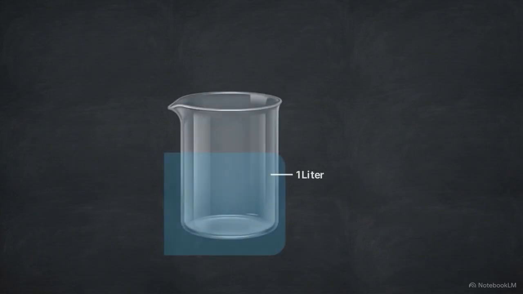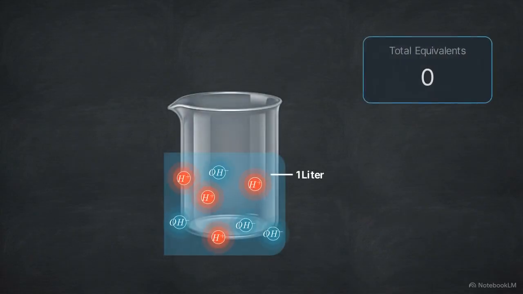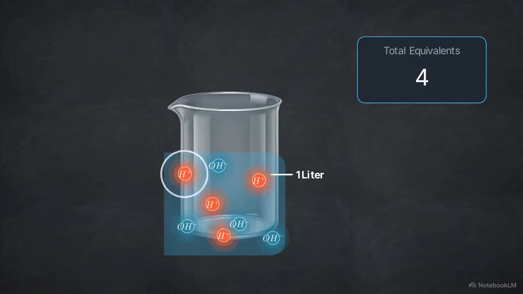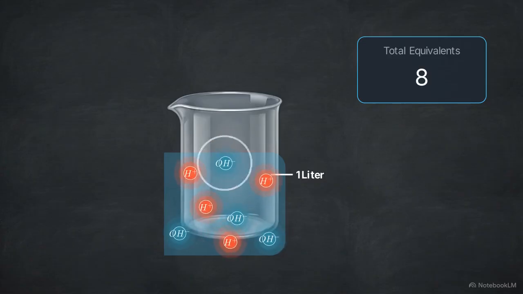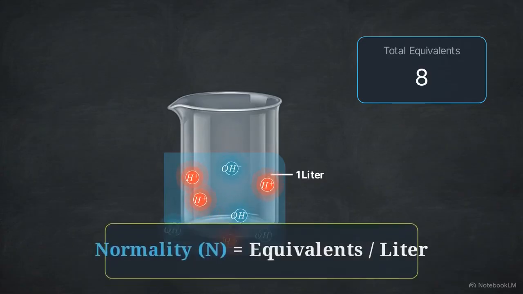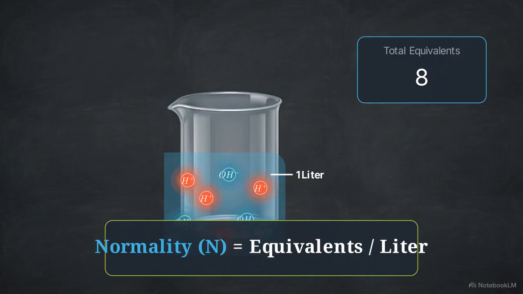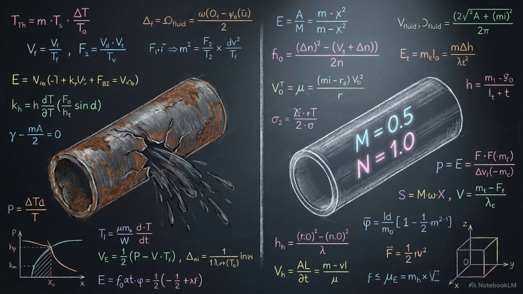For acid and base treatments, operators use normality, a specialized metric that tracks the exact equivalence of available hydrogen or hydroxyl ions in a liter of solution. Qualitative guesses lead to equipment failure. Molarity and normality provide the mathematical language required to control the fluid environment and keep the infrastructure intact.